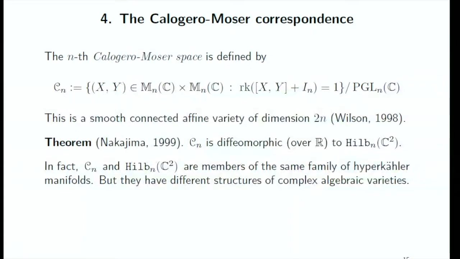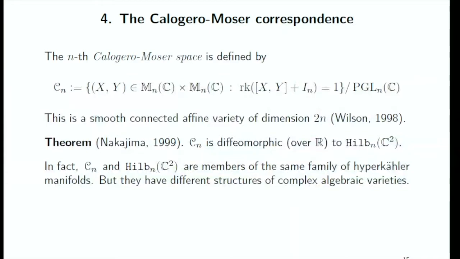There is a nice paper by George Wilson about these spaces, in Inventiones, with a lot of interesting properties, but the most interesting property is the fact that these spaces are connected. So it's a smooth, affine, irreducible variety of dimension 2n.